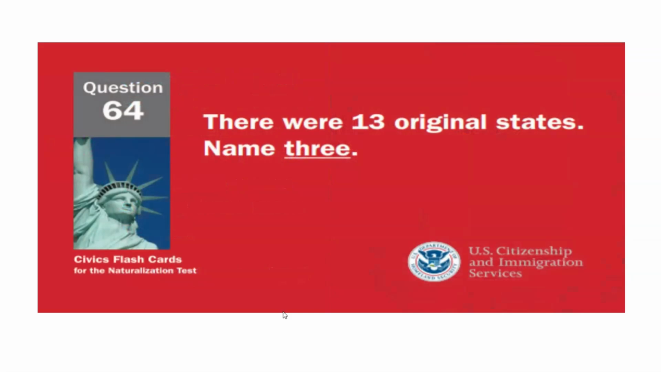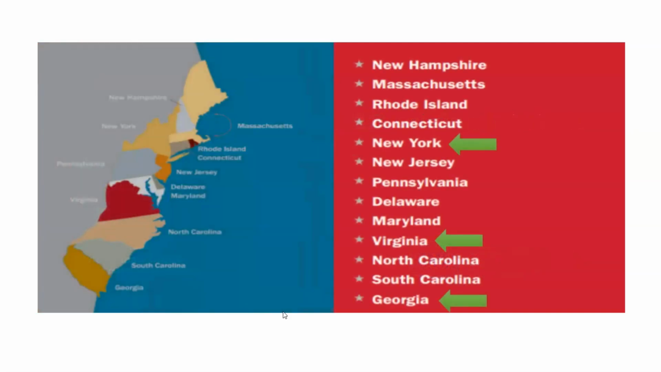There were 13 original states. Name three. New York, Virginia, and Georgia.